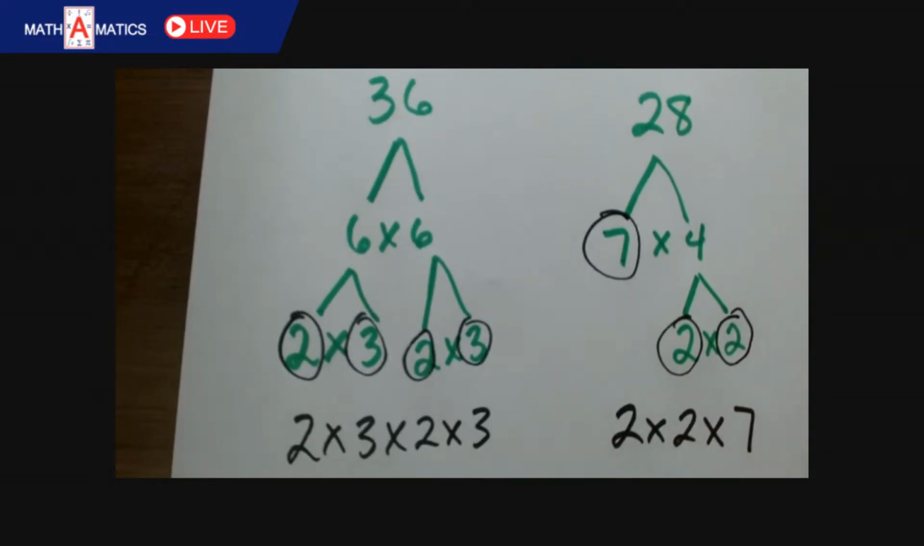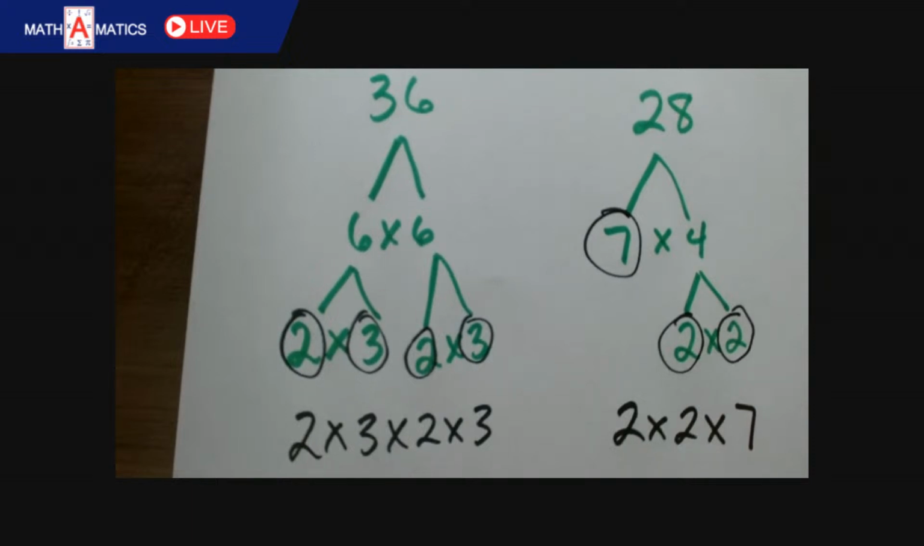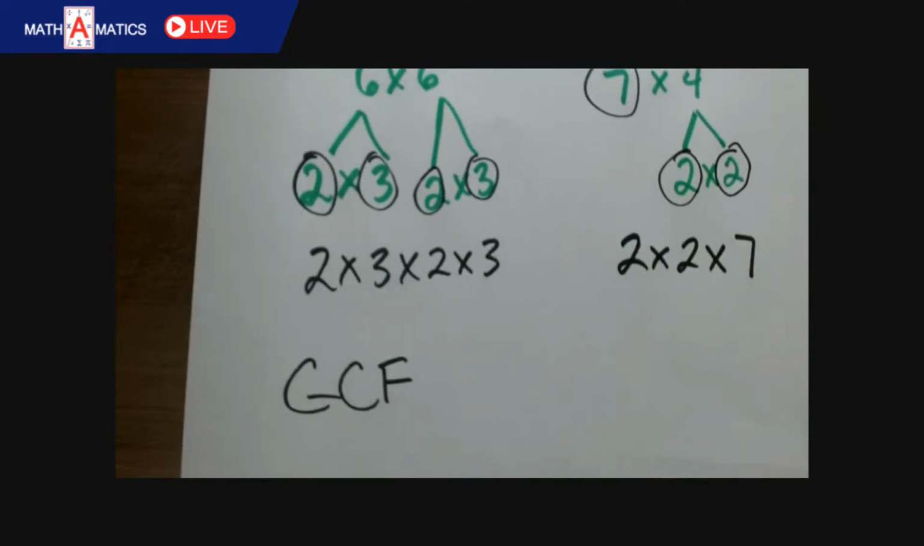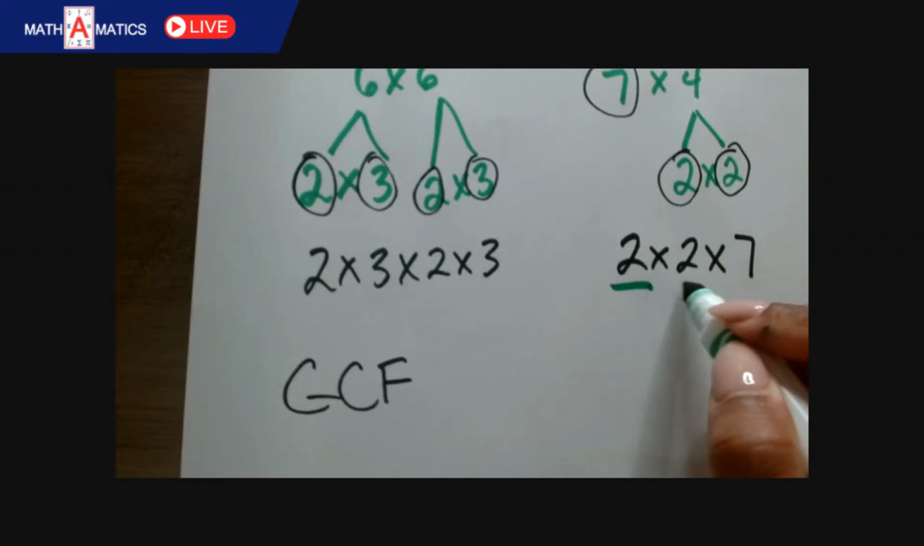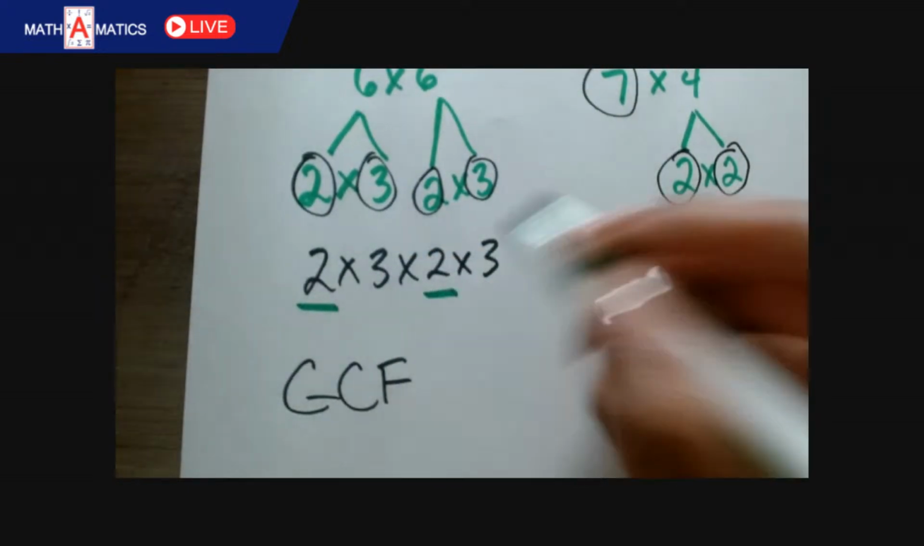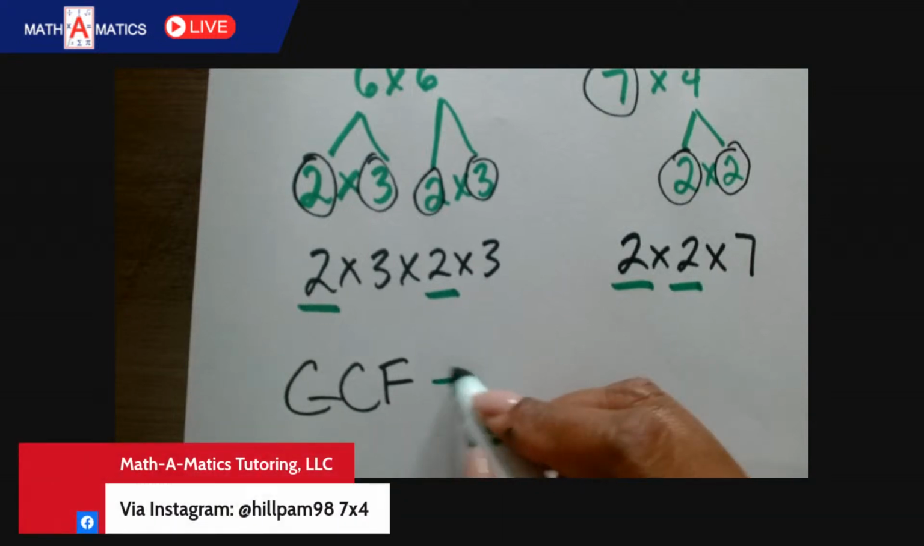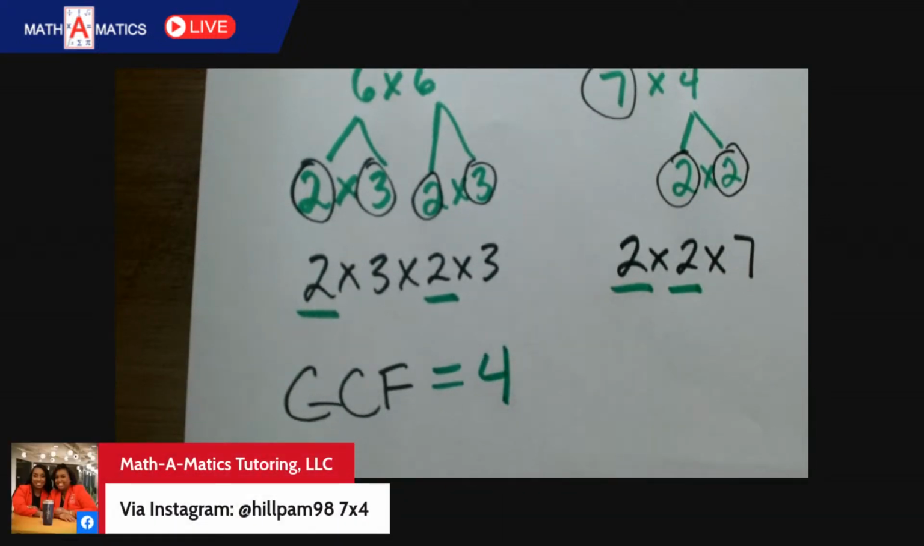And so the same thing, now we're looking for our GCF, our greatest common factor between those numbers. And again, it's only what's in common. So 2 and 2 are in common. So our greatest common factor here will be 4. All righty.